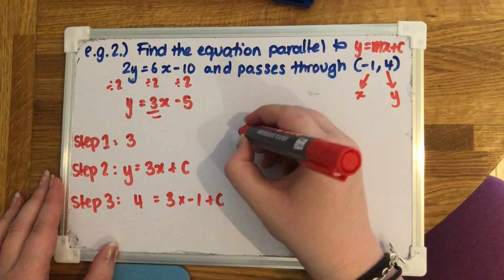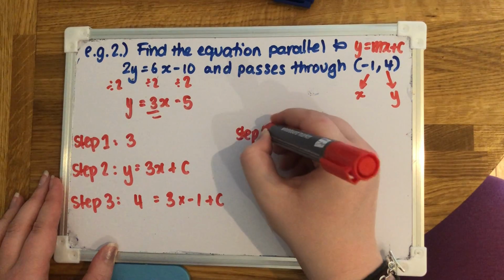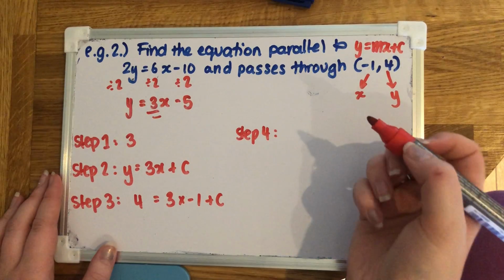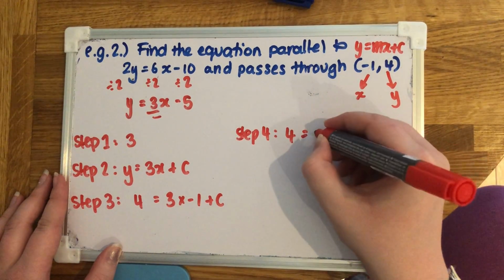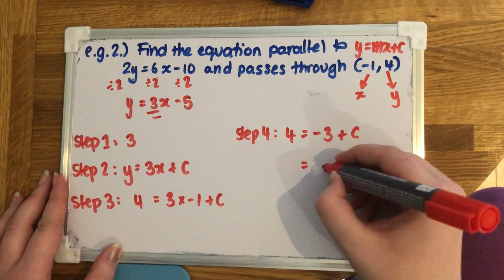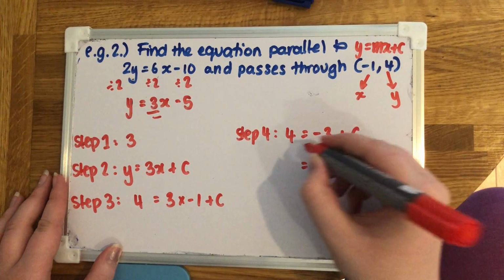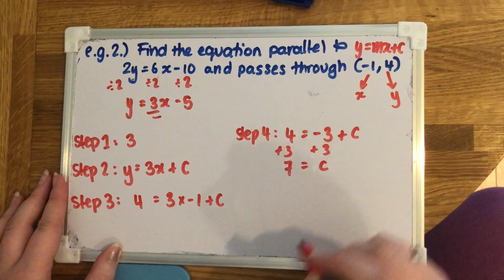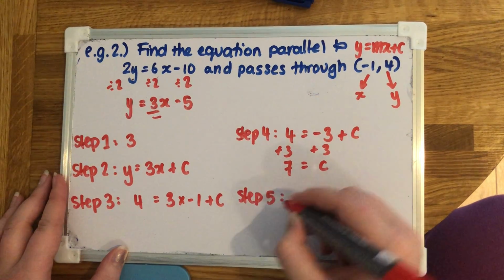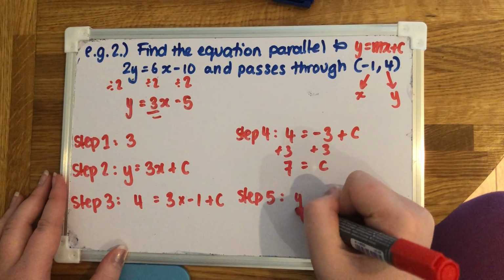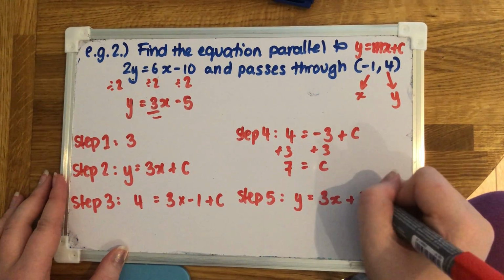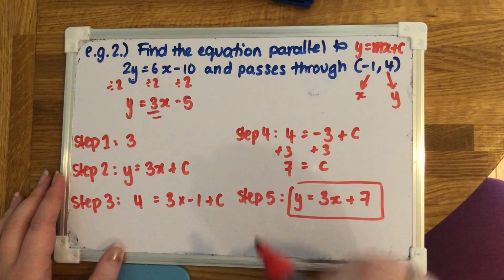Okay, step 4, I'm going to write here, we need to solve it. So I'm going to simplify a little bit. So 3 times -1 is -3. So we've got 4 equals -3 plus c. Now we don't want this -3 because we just want c on its own. So we're going to have to add 3 onto both sides. So c is 7. Step 5, we're just going to write the answer. So it comes back to step 2. y equals 3x plus c, but we know that c is 7. So it's going to be plus 7. And that's the final answer.